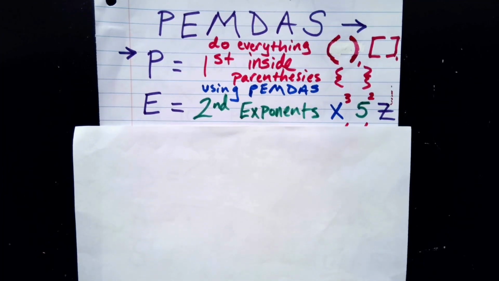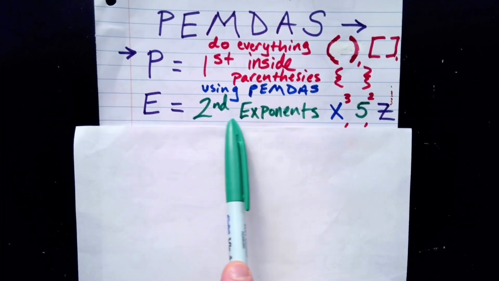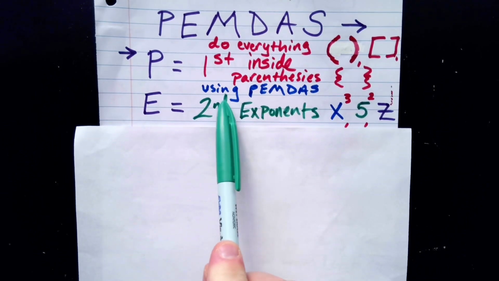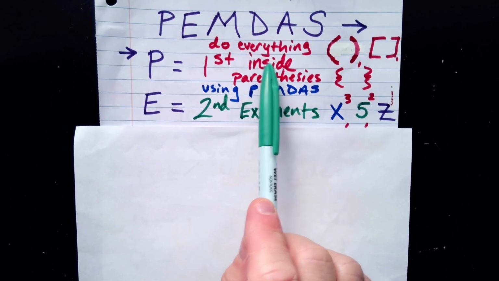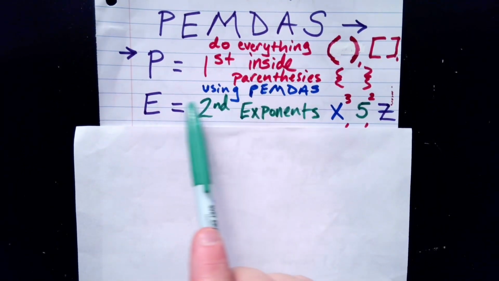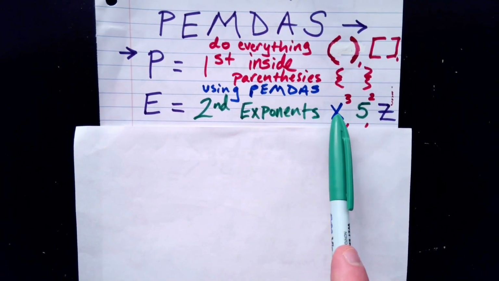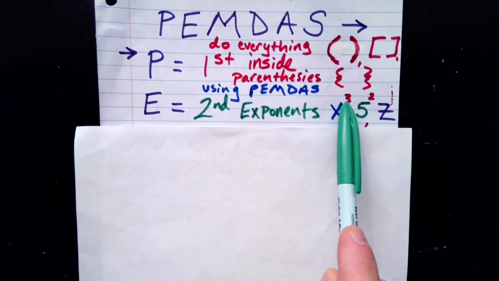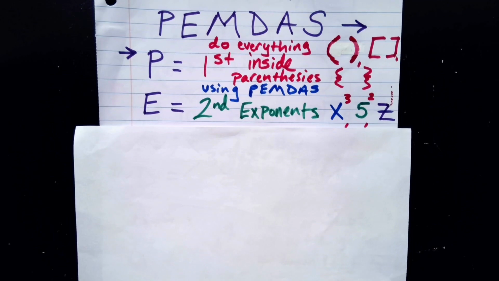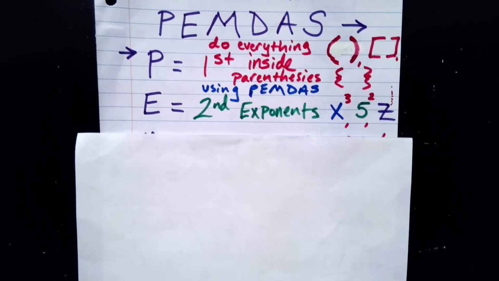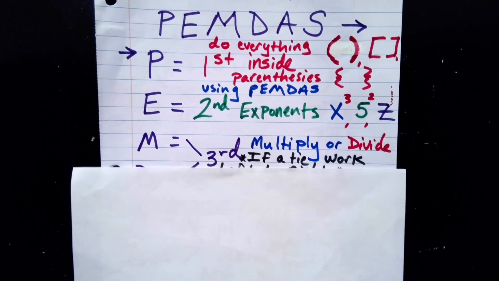E stands for exponents, okay? Here you can see E, exponents. That is your second, right? If you've performed everything inside the parentheses, you perform the operations, then next you would do the exponents, right? X to the third power, 5 to the second power, Z to the invisible 1 power. Those are all examples of exponents, right?